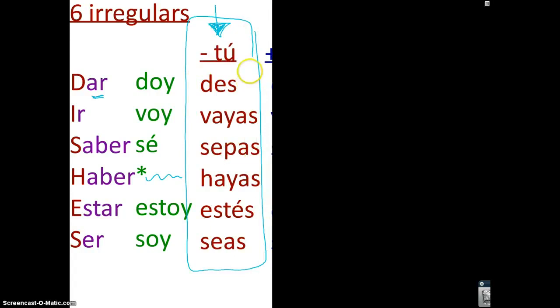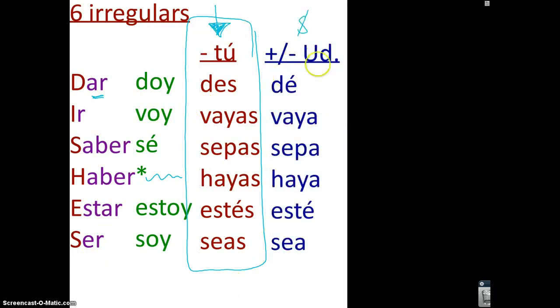Here are their negative tú commands. Of course, you would put no in front. They're different, but they're not that crazy. If you notice, our two AR verbs, dar and estar, still end in es. And our other verbs still end in as. And if you know the negative tú command, you can go to affirmative or negative usted, because of course all you have to do is drop the s.